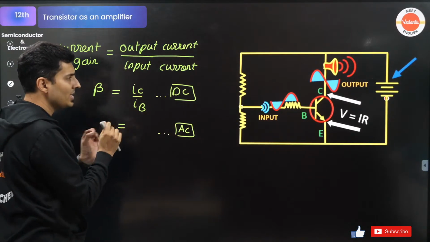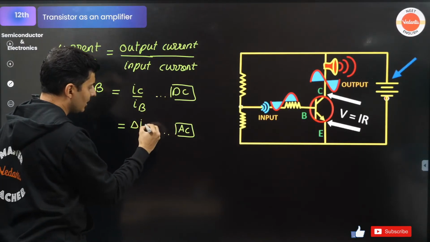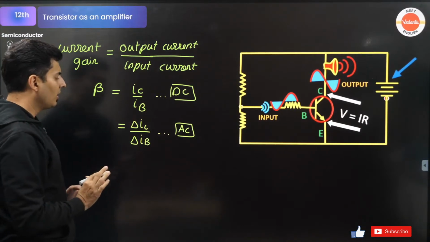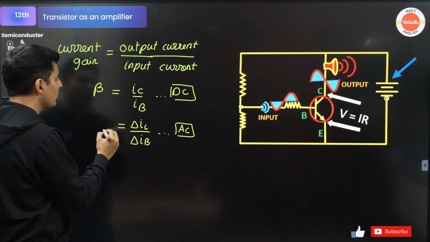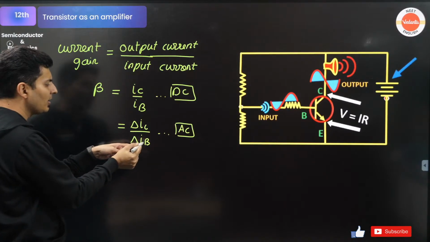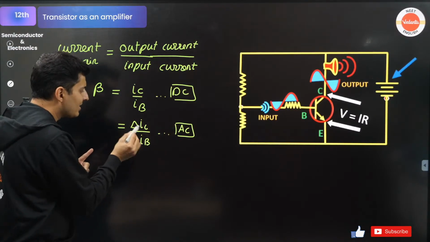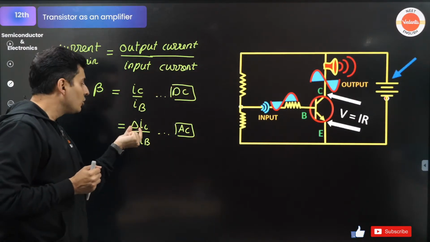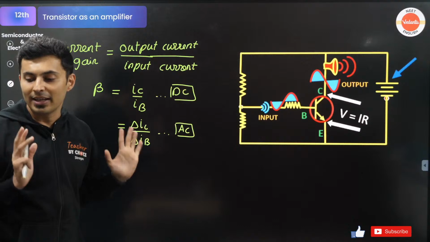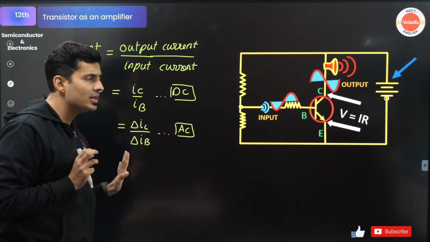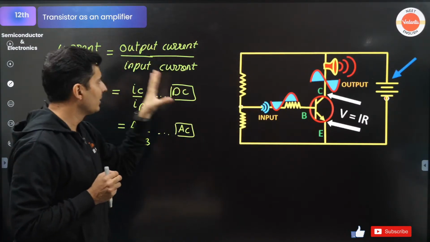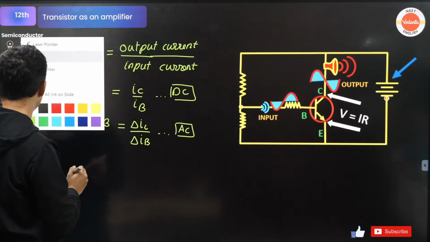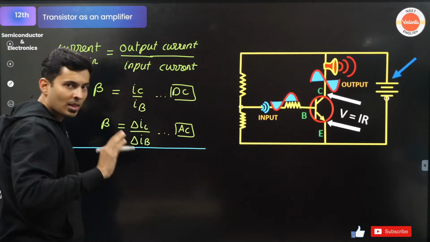This current will not be constant, it will be varying. So it is the changes in the AC current of the collector upon changes in the base current of the AC signal. So this will be the beta value for DC and this will be the beta value for AC signal. Why this delta? Because in AC the current will keep changing up and down, variations will be there. So you take the changes in the current. Everybody got it till here? Output by input, that is nothing but your beta for an amplifier.